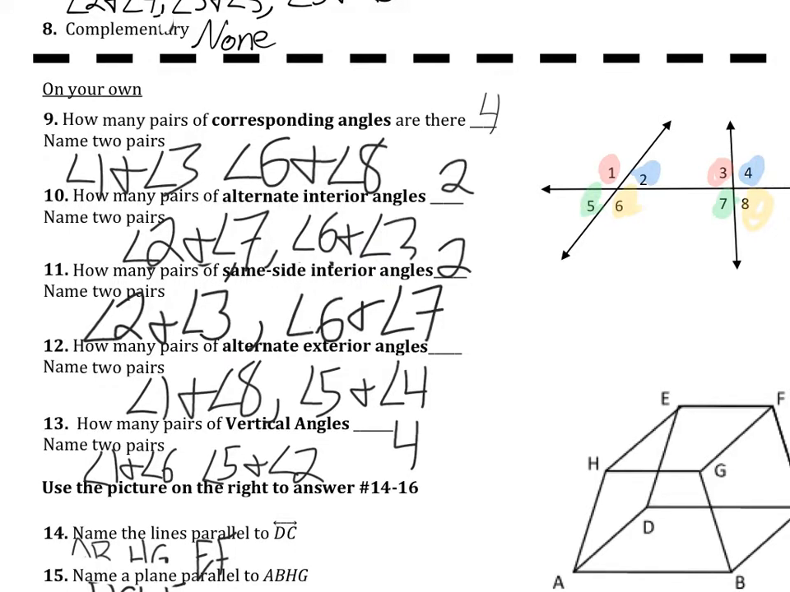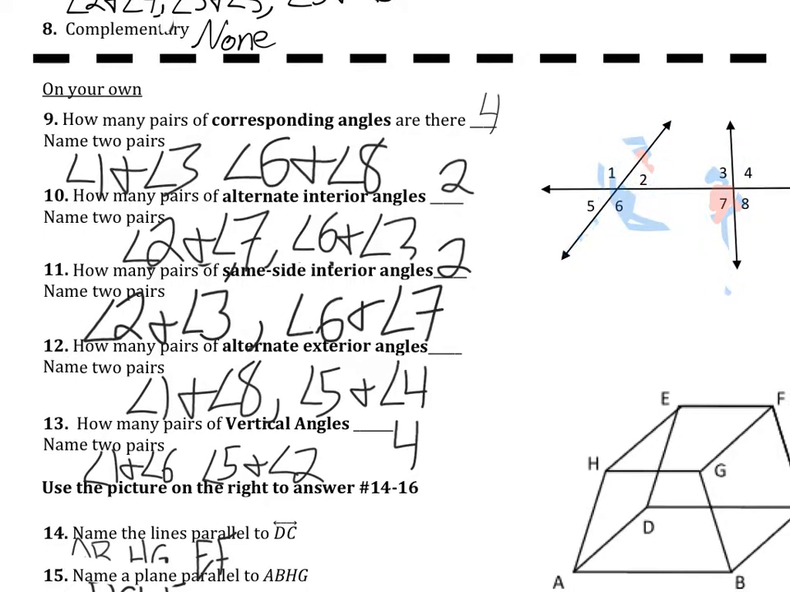Okay, my next one. How many pairs of alternate interior angles are there? So I'm looking interior. I want to be between these 2 lines. So that means I'm only looking at these 4 options right here. And I want them to be on opposite sides, so 2 and 7. And then 3 and 6. Everybody got that? There are no other options for that. Those were the only things that you could have said.